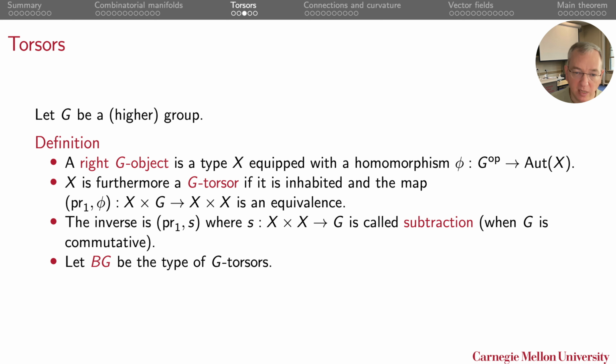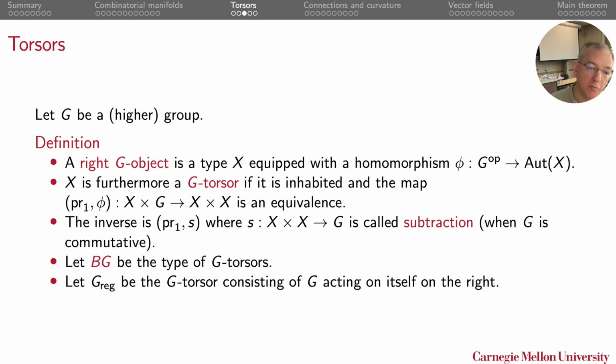The type of these we call BG. That's a common notation because it has G in the name, and we think of it as a de-looping of G. So speaking of which, if we pick a base point in this space BG, this universe of torsors, then we can have the special case of the torsor of G acting on itself on the right, and we can call that G reg, regular. Not meant to be my name. I didn't pick this notation.